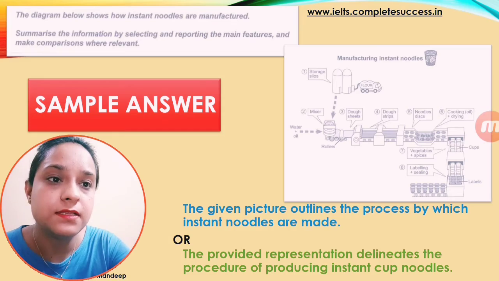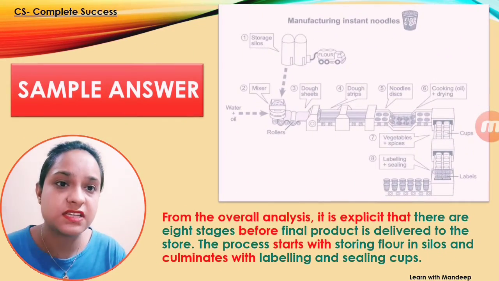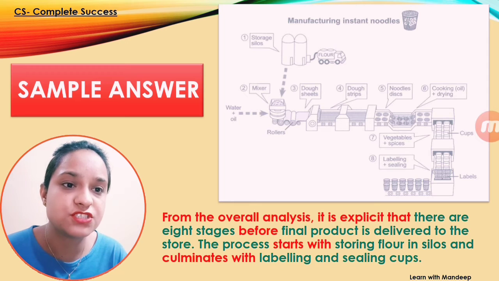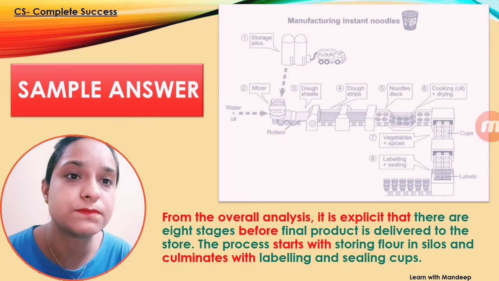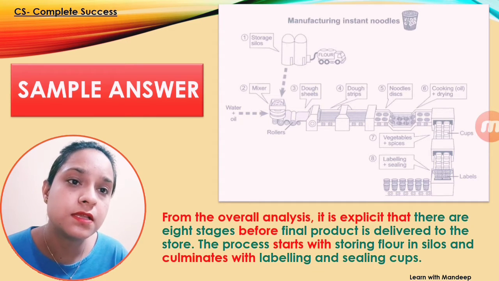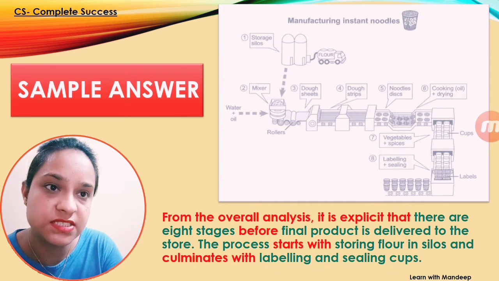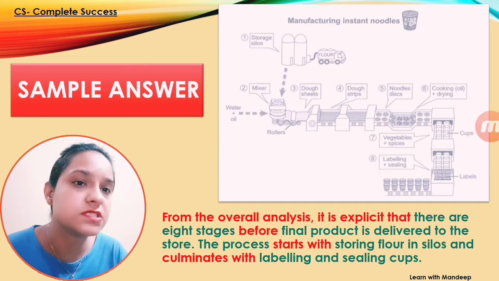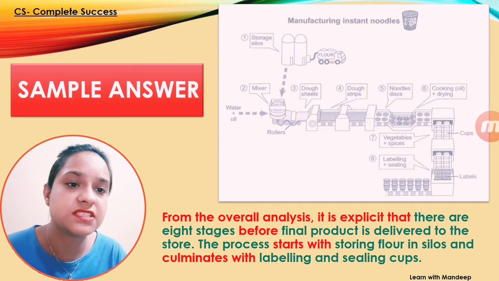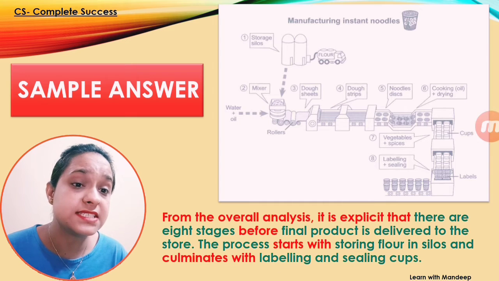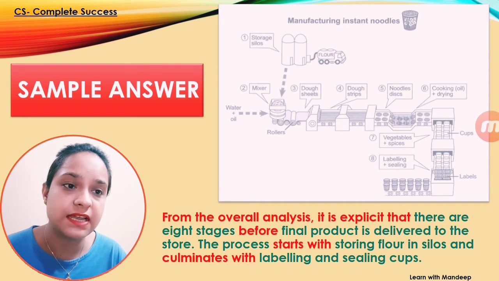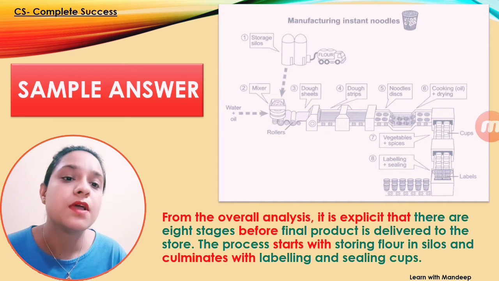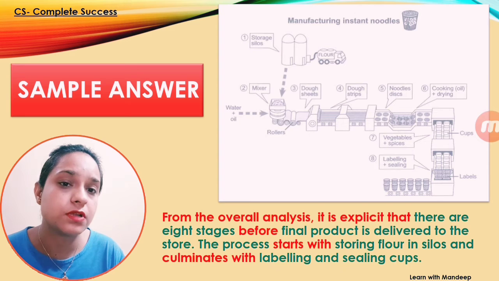Okay, then you have to write the overview. As it is clear that there are about 8 points, 8 steps or stages, you can write it simply. What is done in the first step? There are storage silos, and the flour is added to the silos from a truck. So firstly, in the silos, flour is stored. And what is the last step? The labeling and sealing is done. So we can write it as: from the overall analysis it is explicit, that means it is clear, that there are 8 stages or steps before the final product is delivered to the store. It is really a good way.